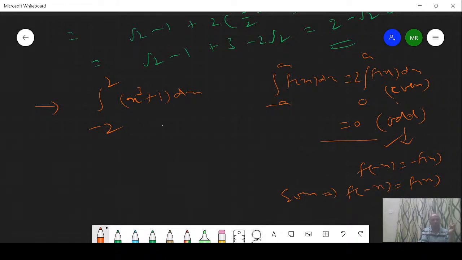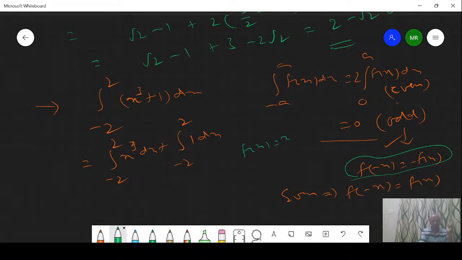Coming to this, x cube plus 1. So can I do like this: integral minus 2 to 2 of x cube dx plus integral minus 2 to 2 of 1 dx. See what is x cube? In the case of odd, this is odd, right? So take f of x equal to x cube. Take f of minus x, it will be minus x cube, so minus f of x, the function is odd. Since the function is odd, this will be 0.